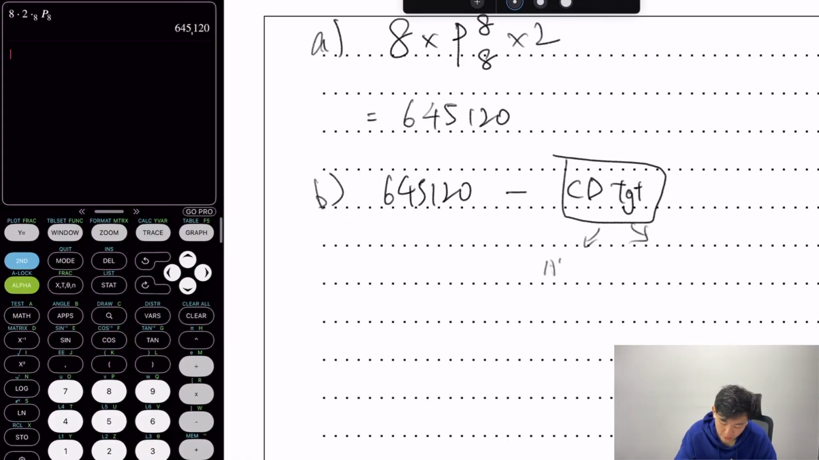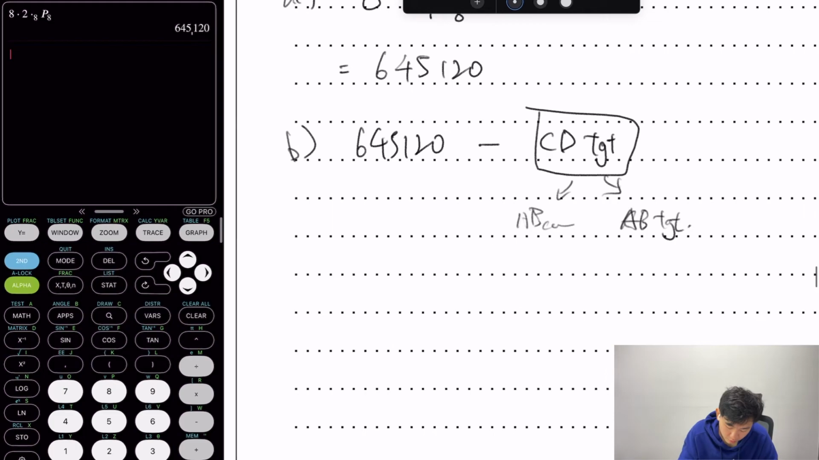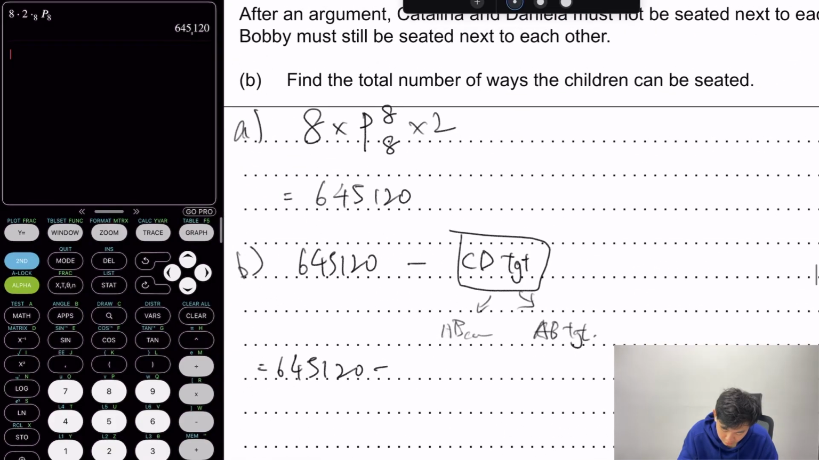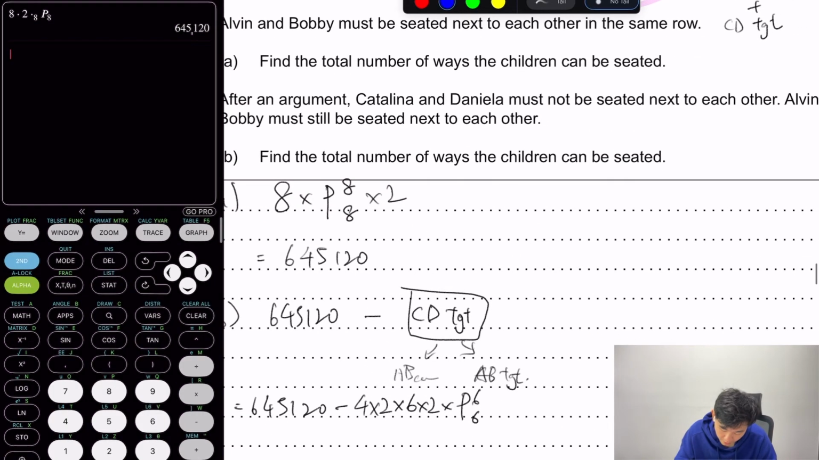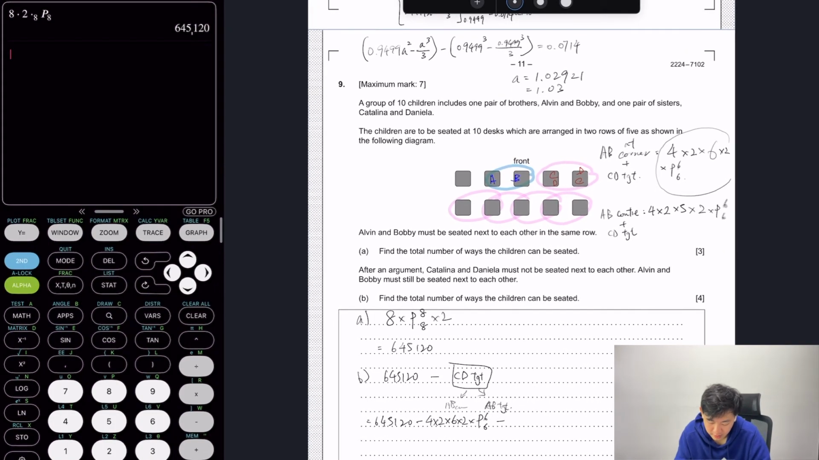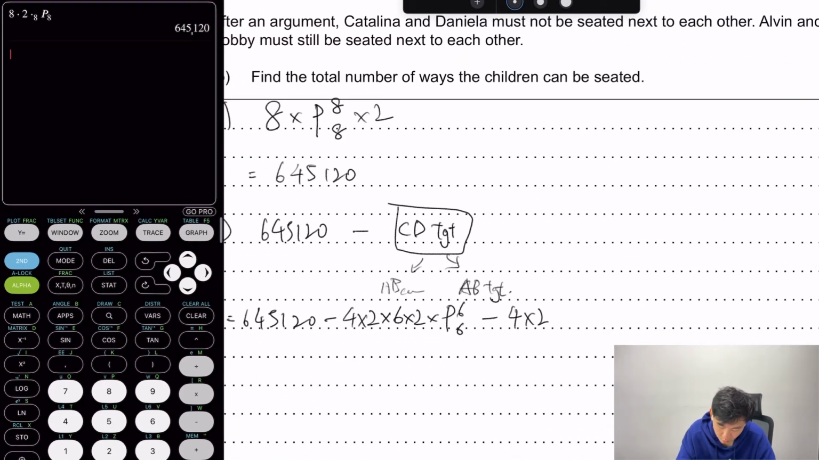Which is when AB is at the corner and when AB is at the center, together. So now what can we do? We have 645,120 minus the AB at the corner case, which is 4 times 2 times 6 times 2 times our 6P6, which is like this one. And then we minus the other version, which is AB at the center seat, which is again 4 times 2, but then times 5 styles times 2, and then times the remaining 6 people arrangement.